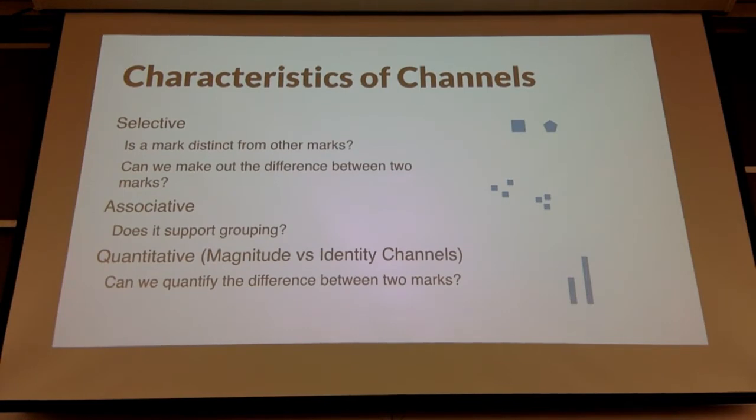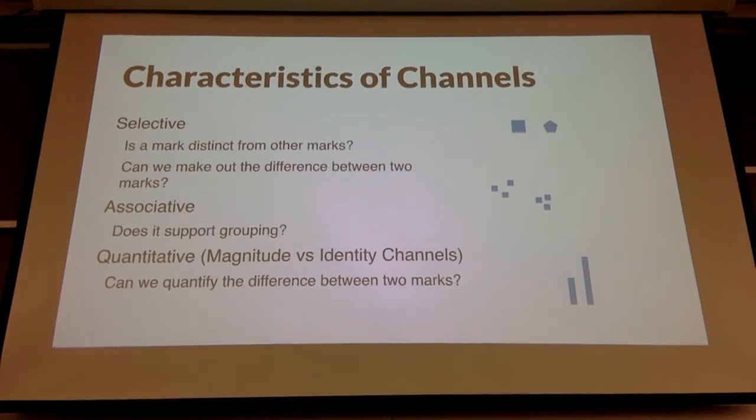So we can also think a little bit more about the characteristics of each of these channels. And so we can come up with a couple of properties of these channels. The first one is selectiveness. Is a mark distinct from other marks? Can I clearly tell it apart? If I have two marks that represent a different value, can I clearly make the distinction? Can we make out the differences between two of the marks?